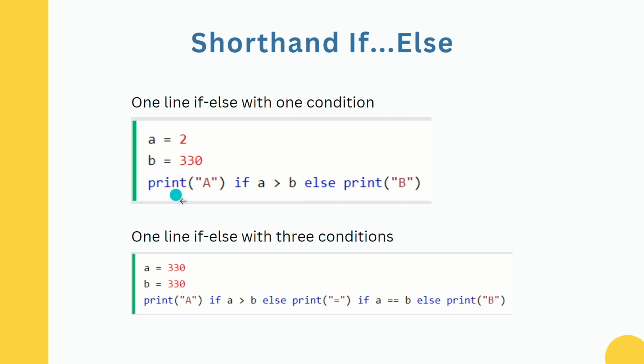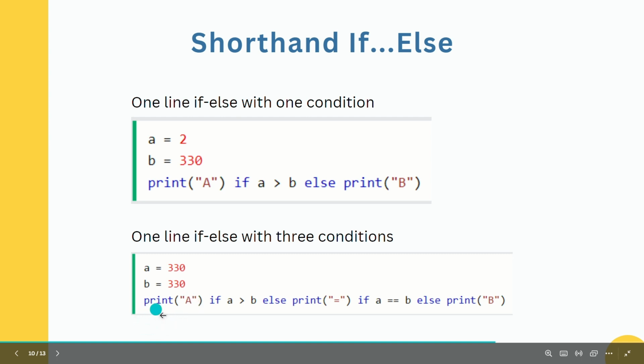This might make more sense to you when you're reading it as per the English language. Print A if A is greater than B, else print B. So you can read it that way, and that is how it is written in one line for shorthand if else. You can also write multiple conditions, like this example of 3 conditions written in the same line. This is also shorthand if else. Here it says print A if A is greater than B, else print equal if A is equal to B, else print B. It means A will be printed if A is greater than B, else if A and B are equal, then equal will be printed, and if both of these conditions are false, then B will be printed.